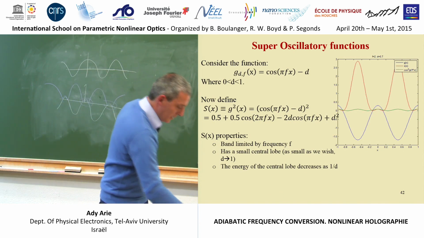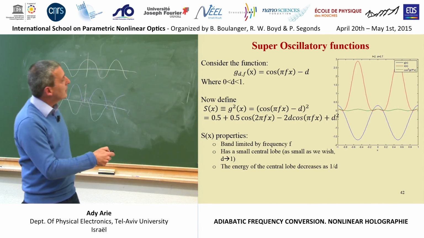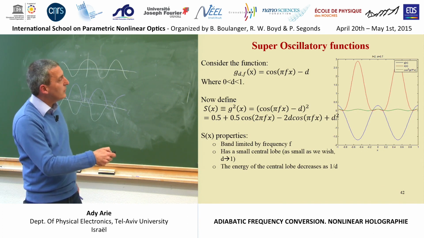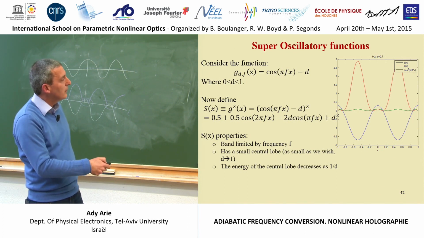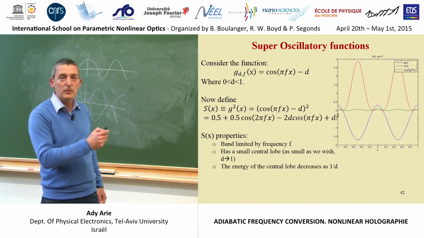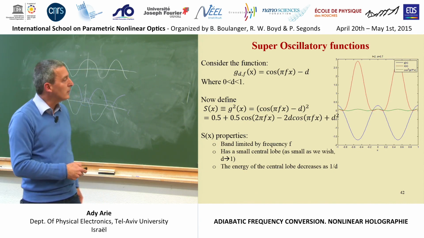I start with a cosine, I remove some offset, then I take the square root of it, and this oscillates much faster than 1 over the maximum frequency.